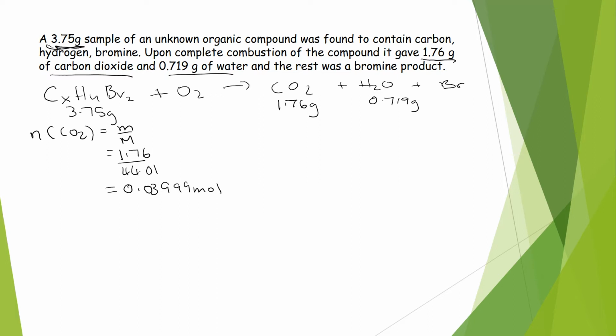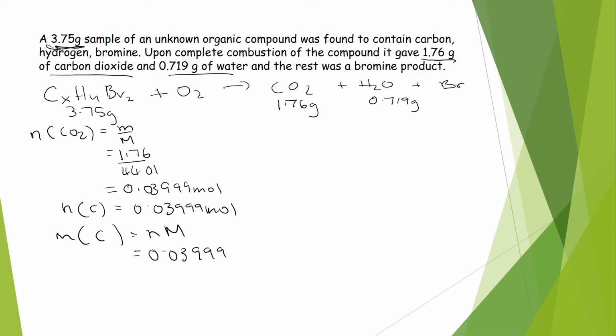The number of moles of carbon is going to be the same, and we can now find the mass of carbon, which will be number of moles times formula mass, which is 0.03999 times 12.01, and this will come out to 0.480 grams.